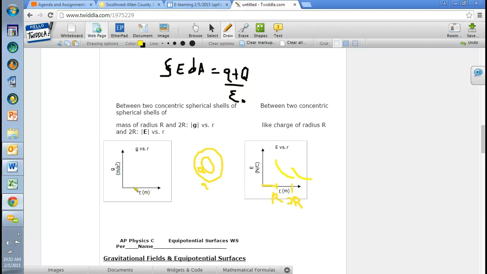So then what if I had two shells of mass? So we have some strange planet. Aliens are playing tricks on us. And then there's this inner shell of mass. What would the relationship between the gravitational field and R be? We have R again, and we're going to have 2R.